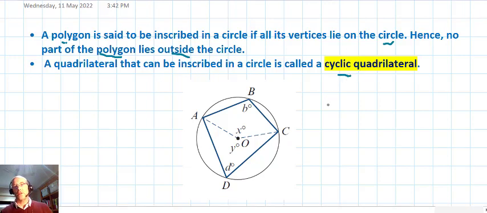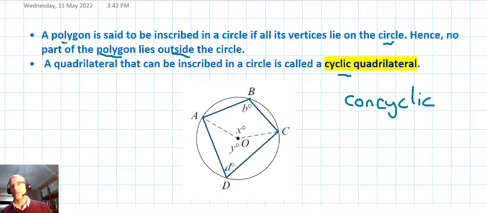The word concyclic is sometimes used to talk about that. So concyclic, it's got the vertices there on the circle. Nothing is extra of the circle.